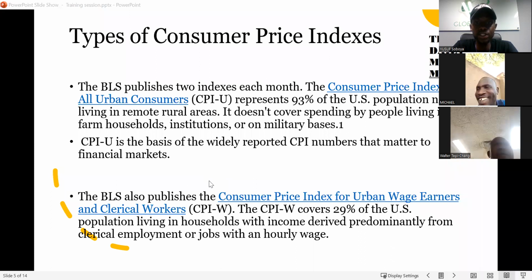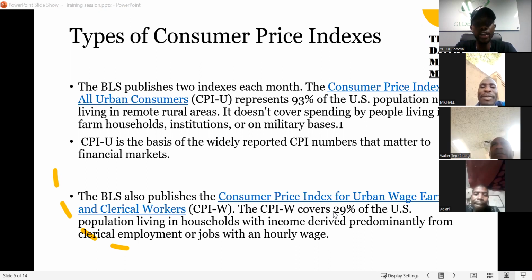The BLS also publishes the Consumer Price Index for Urban Wage Earners and Clerical Workers. It's called the CPI-W. So you see two types, CPI-U and CPI-W, right? The CPI-W actually means Consumer Price Index for Urban Wage Earners. So these are people who are working, who have a good job, who stay in a good place, middle density to suburbs, places, who actually get a review and all those things. So that's part two of the consumer price index that is being released each and every month.